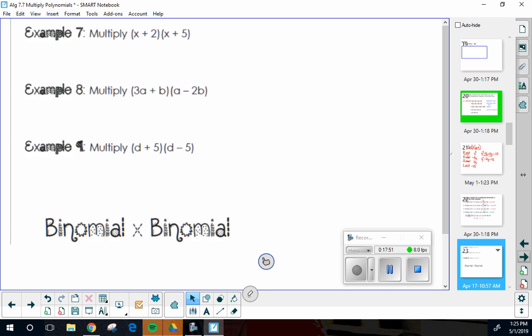All right, so let's try example 7. We're going to do the FOIL method: first, outer, inner, last. So on 7, if we do the first, that's x times x. What is that going to be? So right here, put x squared.